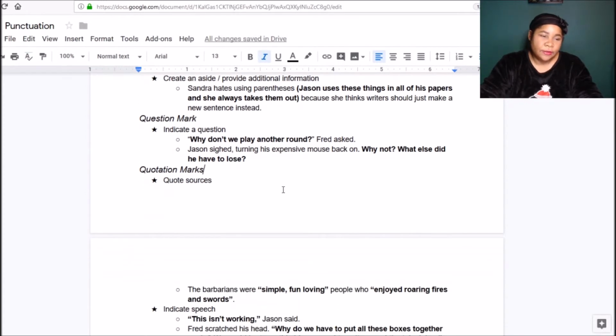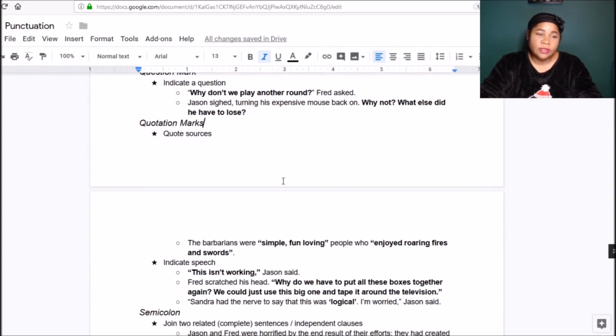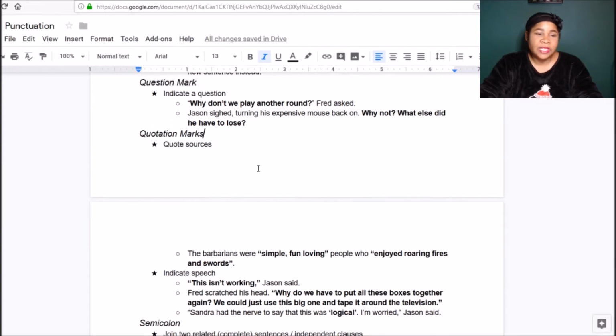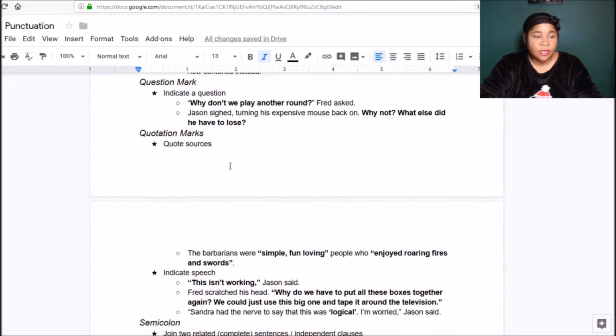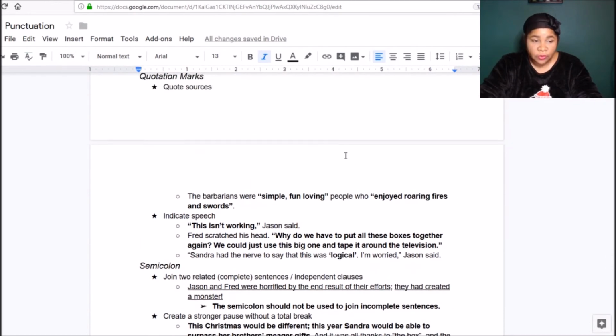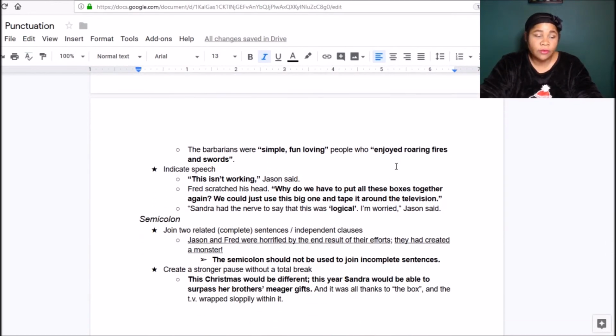All right, so question marks. I don't think I need to actually explain it to you in that detail, but it's basically for questions. It indicates a question. Quotation marks are used for quoting sources and also for indicating speech in literature.